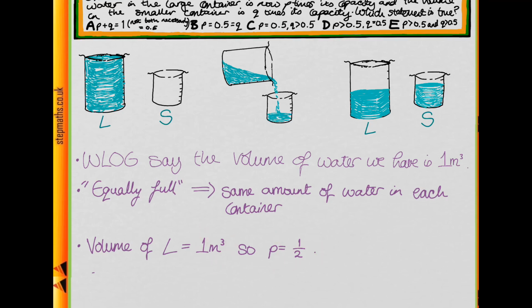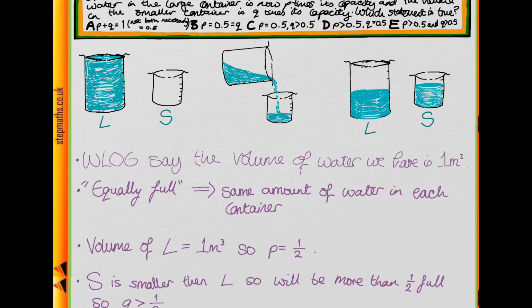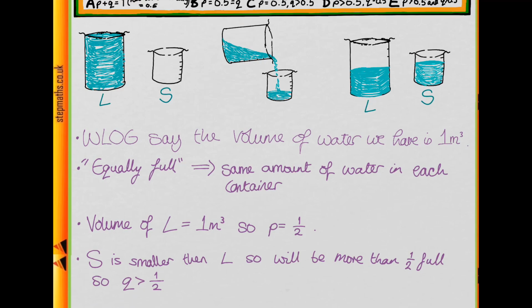So now let's have a look at the volume in the small. We know that S is smaller than L. We're told this. The smaller container is smaller than the large container. And so it's going to be more than half full because we're taking half of the water in L and pouring it into a smaller container. And if you imagine doing this, if you had a huge 2-litre bottle of water and you tried pouring it into a 250ml bottle of water, then you couldn't pour half of it in because it's a smaller container.